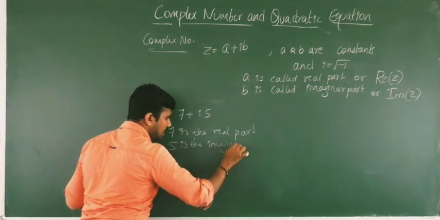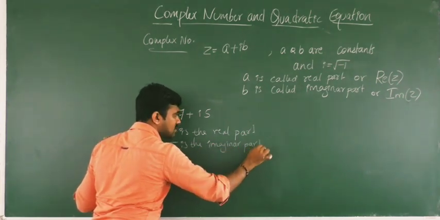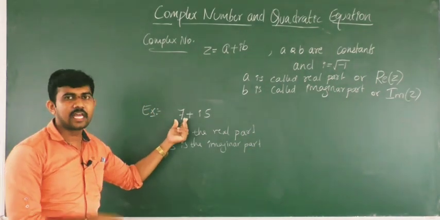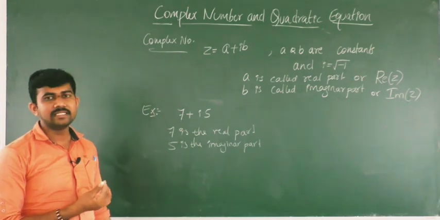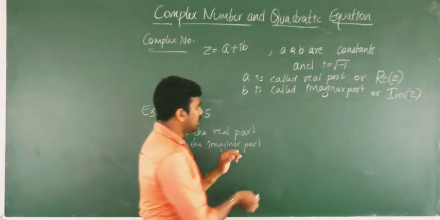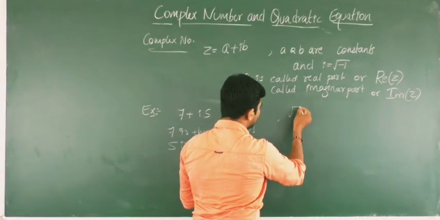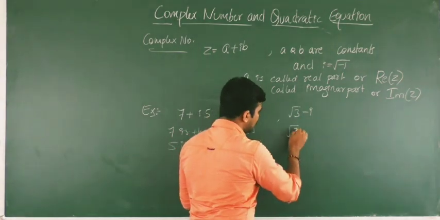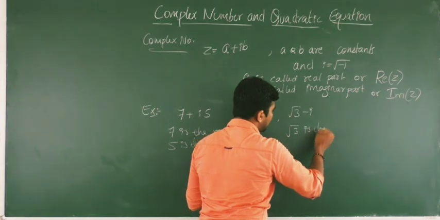5 is the imaginary part of this complex number. Understand the meaning of what is the real part and what is the imaginary part. You can give several examples, like root 3 minus i. Here, what is the real part? Root 3 is the real part.